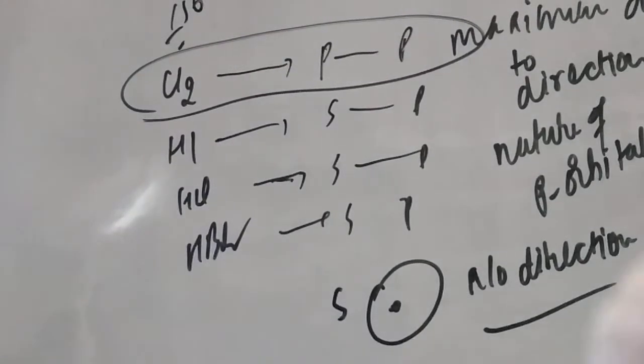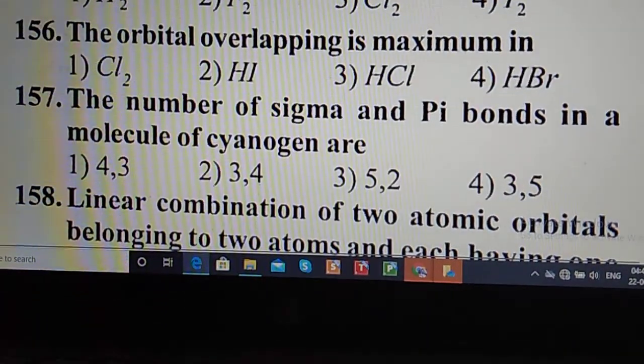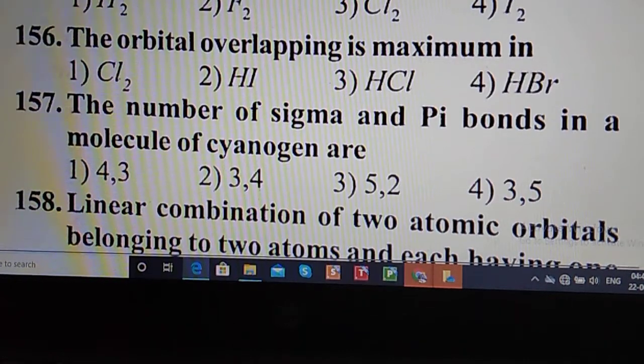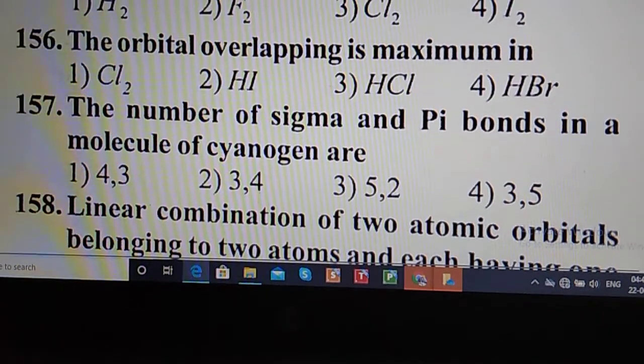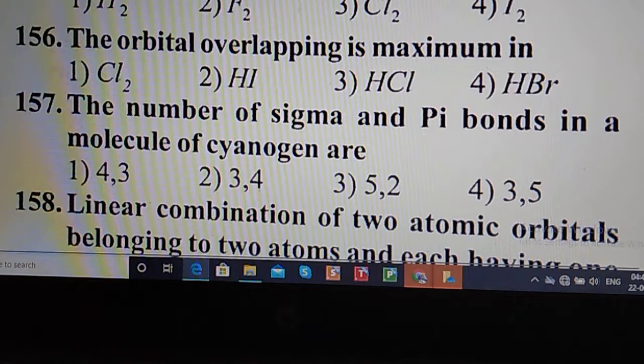Now let us move to 157. Let us move to question number 157. 156 is over. The correct option for 156 was option number 1, that is Cl2. The number of sigma and pi bonds in the molecule of cyanogen. Okay, student. So in cyanogen, they are asking for the number of sigma and pi bonds.